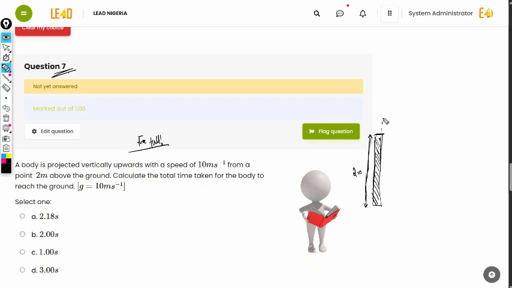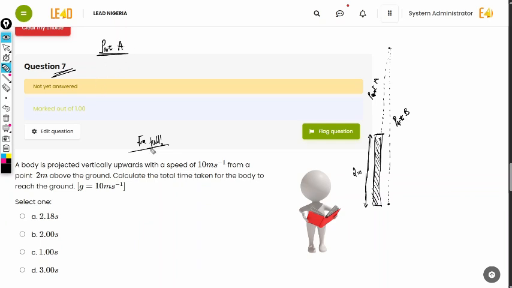The body would go up, of course, as with all free fall, to a maximum height. We can call this part A of the journey, and then it will fall down to the floor, and we can call that part B. So the idea is that the time of flight for part A plus the time of flight for part B would give me the total time of flight. So let's look at part A. Let's start with part A.